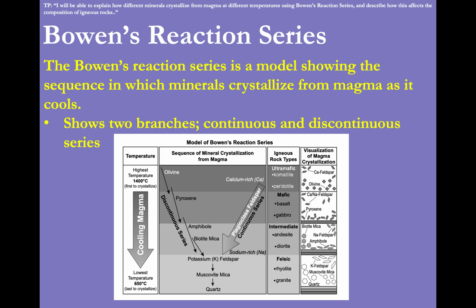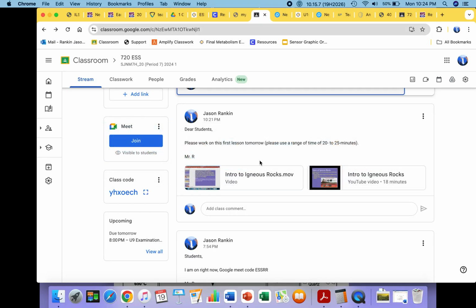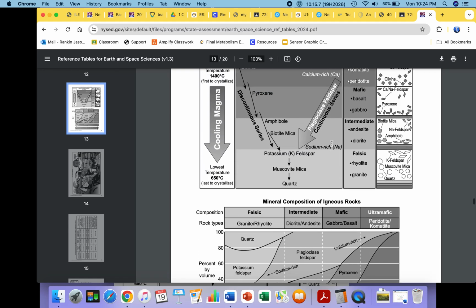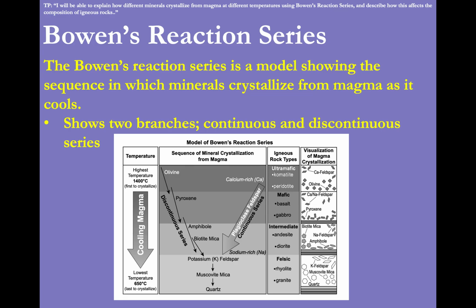All right, so this is from your reference table. This is page number 13. The Bowen's reaction series is a model showing the sequence in which minerals crystallize from magma as it cools. This shows at least two branches.